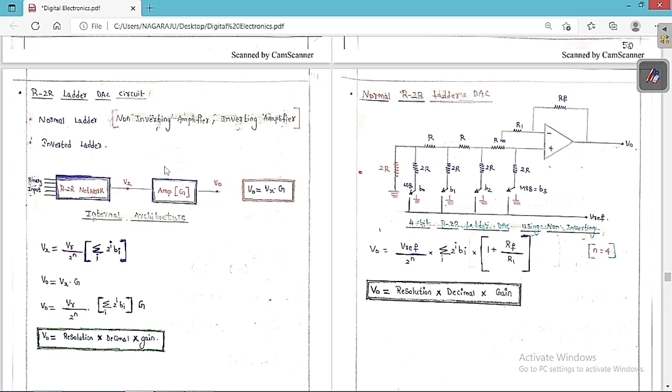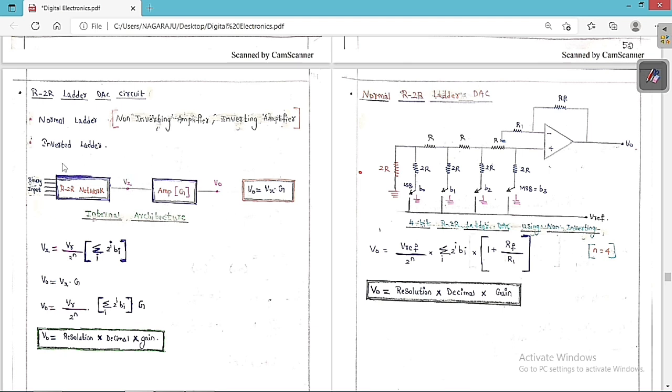So now we are going to keep some amplifier. With the help of the amplifier we are going to increase this gain. So V0 is equal to Vx into gain. Therefore V0 is equal to Vx into this amplifier gain, which is G. So V0 is equal to Vx into G. So this is the internal architecture of this R2R ladder type DAC.